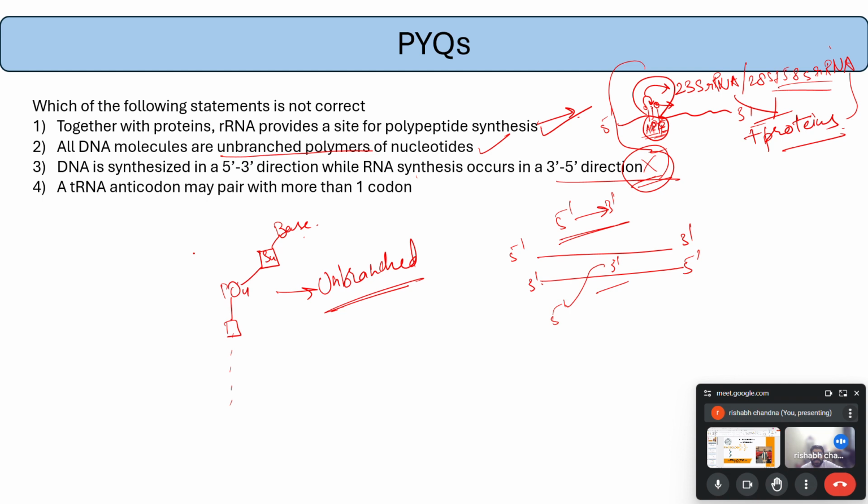Talking about the fourth option, a tRNA anticodon may pair with more than one codon. Yes, this is true because the number of tRNAs present for one amino acid is more, for different codons. So one amino acid can bind to different codons also. That is why a tRNA anticodon may pair with more than one codon. This is also called the wobble hypothesis. Okay, so the correct option is option 3.